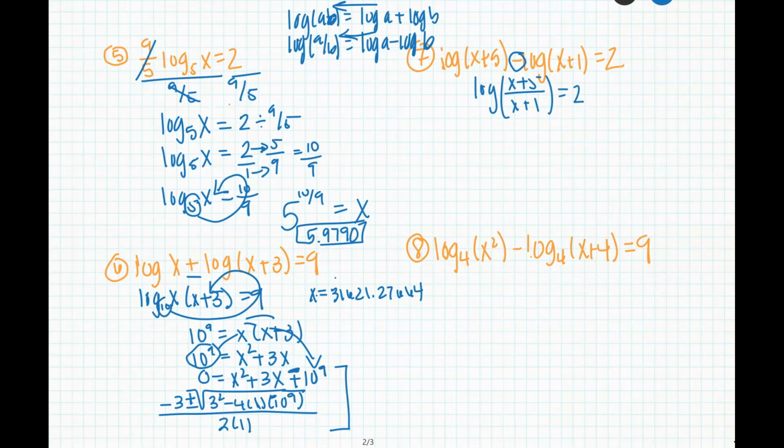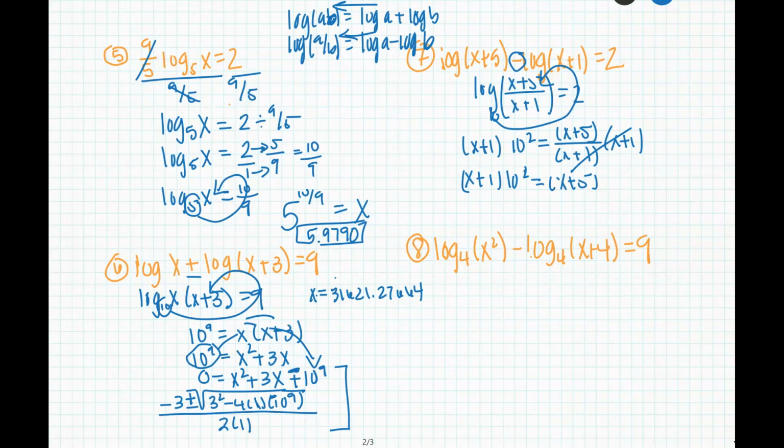Now we have it condensed down to log of something equal to a number here. I'm going to snell around. And this is, again, base 10. So it gives me 10 squared equal to (x plus 5) over (x plus 1). Now I am going to get rid of this division, so I'm going to multiply both sides times x plus 1. Sorry about my pen there. So that gives me (x plus 1) times 10 squared equal to x plus 5. 10 squared is 100. And then I'm going to distribute that. So I have 100x plus 100 equal to x plus 5.